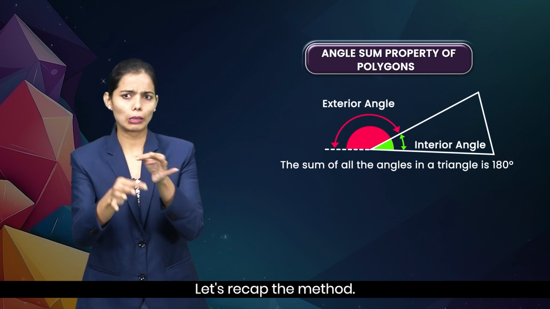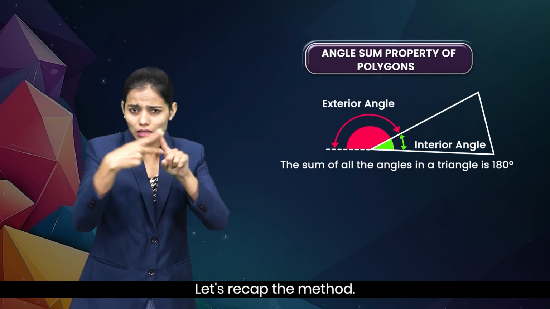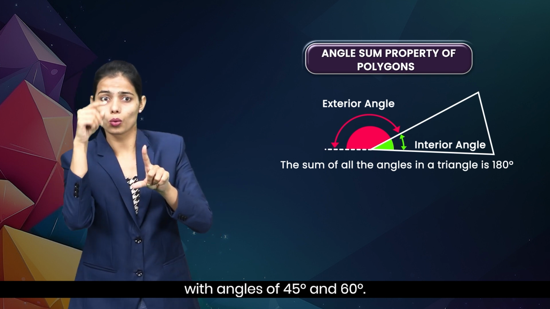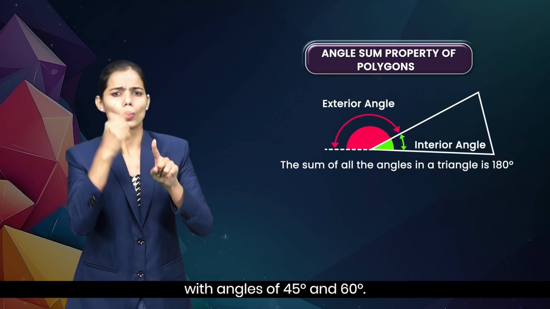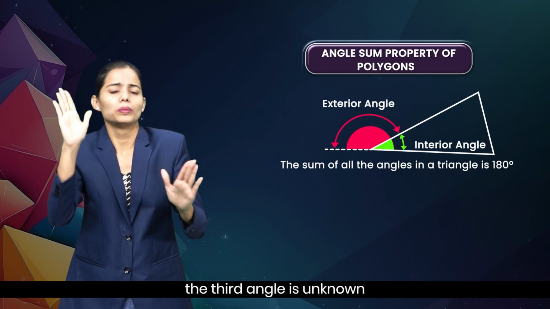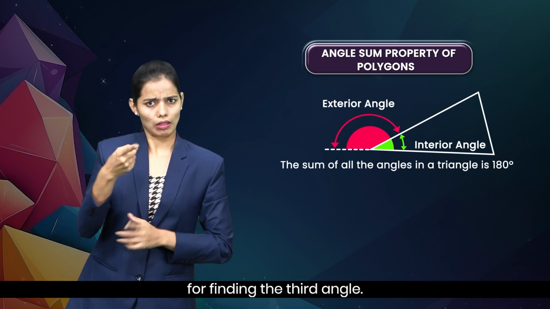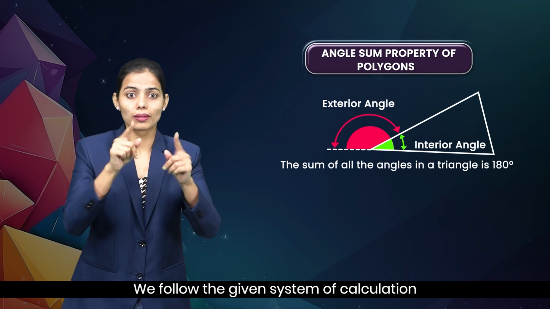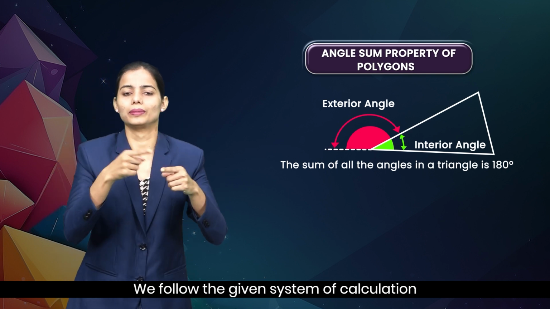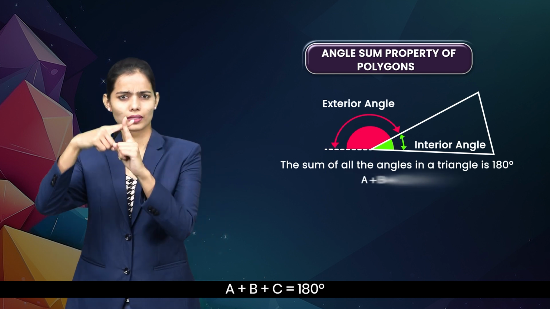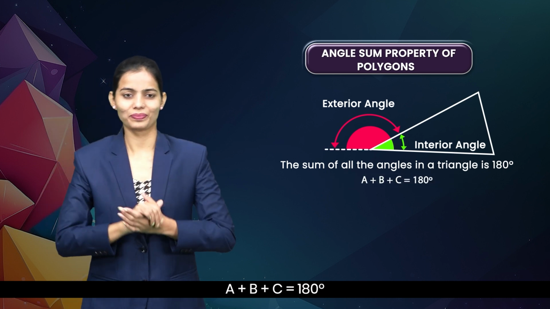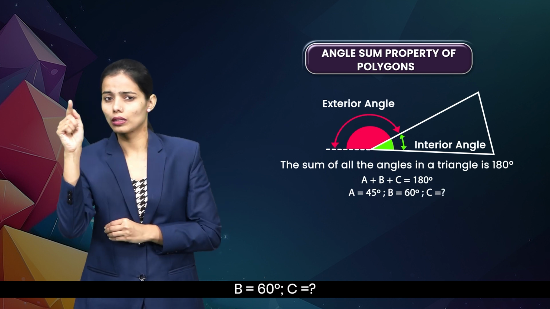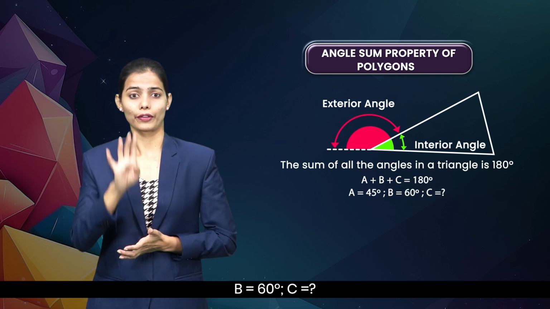Let's recap the method. For example, if there is a triangle with angles of 45 degrees and 60 degrees, the third angle is unknown. For finding the third angle, we follow the given system of calculation. A plus B plus C is equal to 180 degrees. A is equal to 45 degrees. B is equal to 60 degrees. C is equal to question mark.